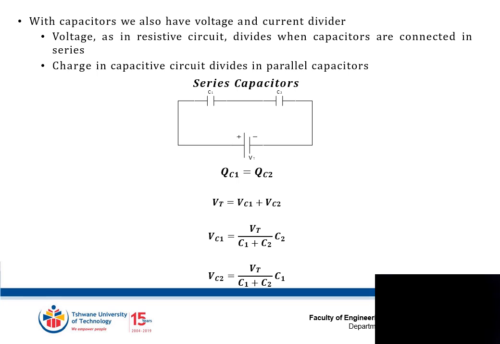Remember, to calculate the total capacitance in series, we use the formula like for parallel resistors. We use it for series capacitors, so here it becomes the opposite. C2 would be on top. Then to calculate Vc2, it would be C1 over C1 plus C2 times Vt.